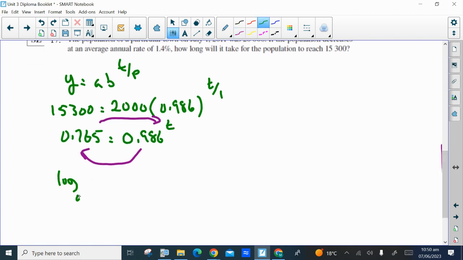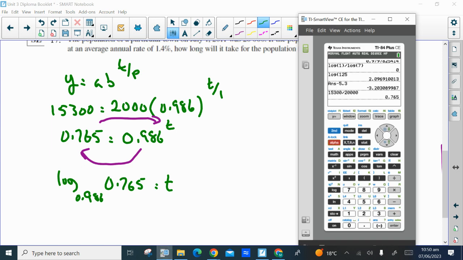It'll be log with a base of 0.986 of 0.765 equals T. So log with a base of 0.986 of 0.765. So approximately 19 years for that to happen.